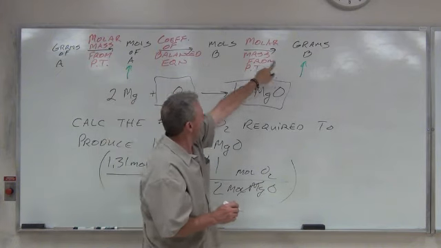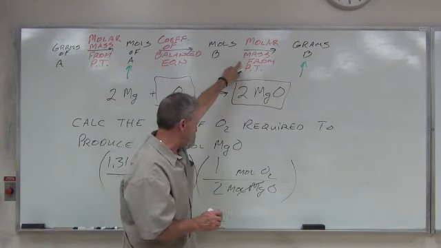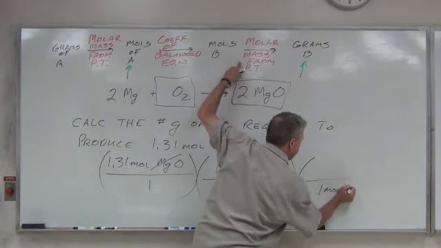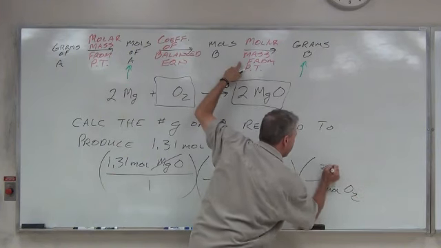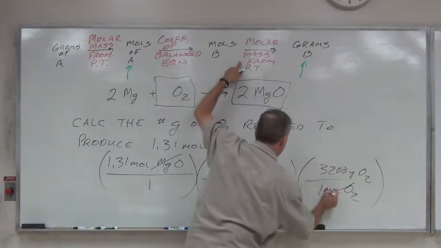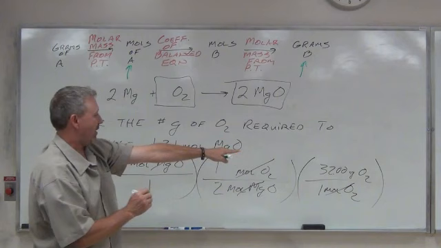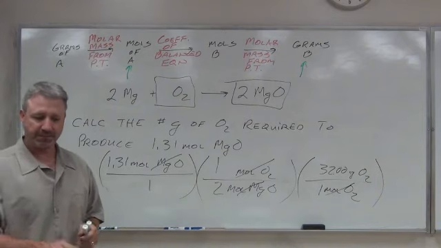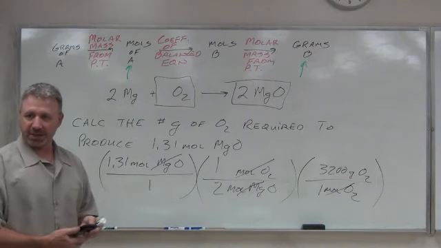Now I want to get the grams. I have to get the molar mass from the periodic table. One mole of O2, 32 grams of O2. Gone. I now have grams of O2 beginning with moles of magnesium oxide. That's what I was asked for. Do you see how it works?